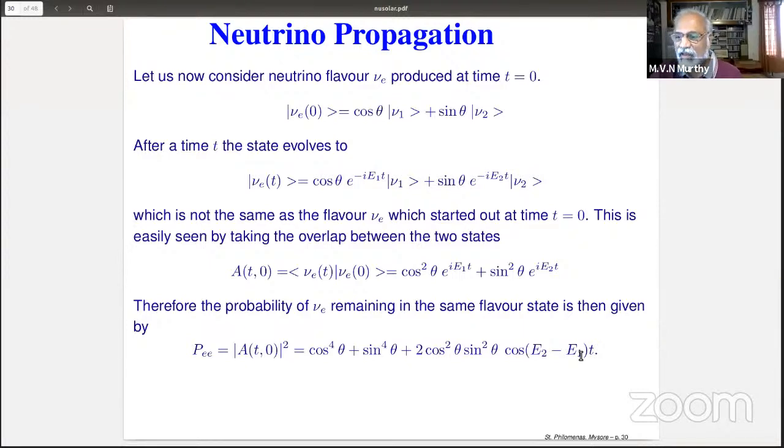Now notice one thing, that if the parameter theta is equal to 0, if there is no mixing, then the transition probability is 0. At the same time, if there is no difference in the energies, if nu1 and nu2 are eigenstates of the same energy, then again E2 minus E1 is 0. So therefore, the whole thing is 0 and no such phenomenon of change of flavors can occur.